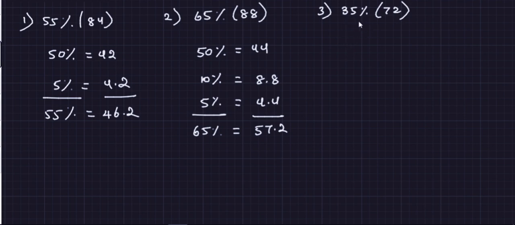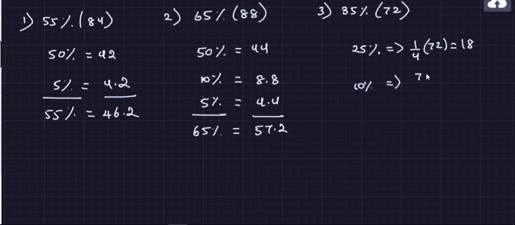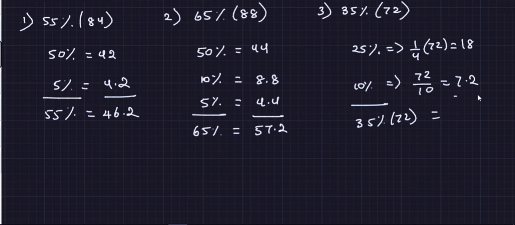You can also go like 50% minus 15%, or if you watched our previous video and if you're good with equivalent fractions, then you can also go for 25% plus 10%, because finding 25% of a number is quite easier. It's nothing but 1/4 of a number. So what is 1 by 4th of 72? It would be 18. Same way, 10% of 72 is nothing but 72 by 10, which would be 7.2. So adding them up, we will be getting 35% of 72 as 18 plus 7.2, which is nothing but 25.2.